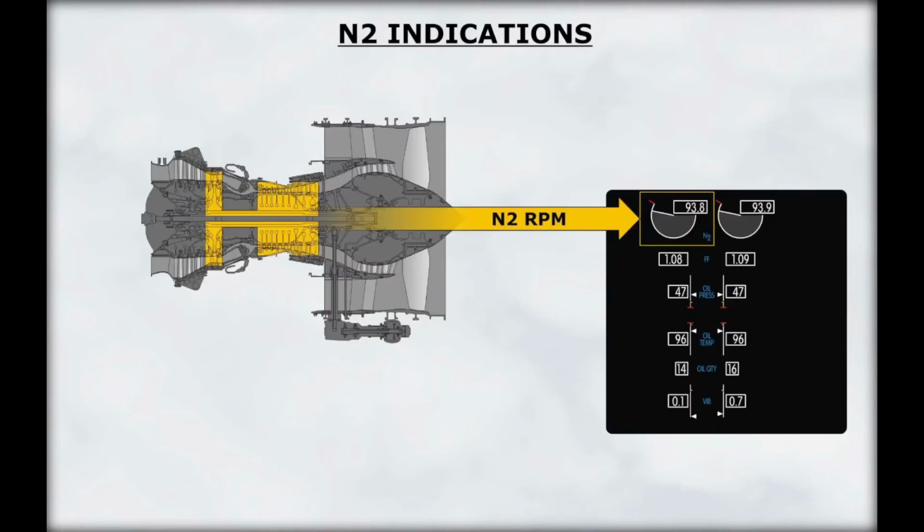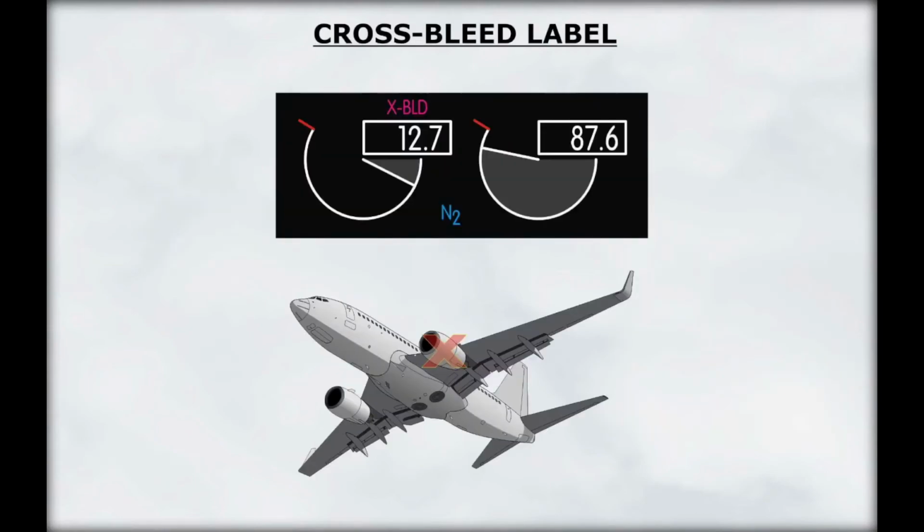The next pair of indications are the N2 indications. These measurements indicate N2 RPM and are similar to the N1 indicators and have the same interpretation. A magenta crossbleed label is displayed when an engine is shut down while in flight and a crossbleed restart is recommended.